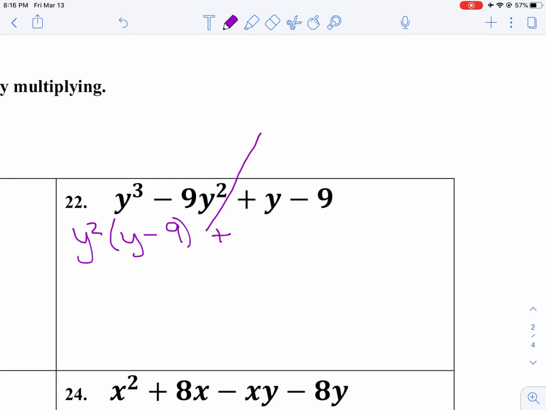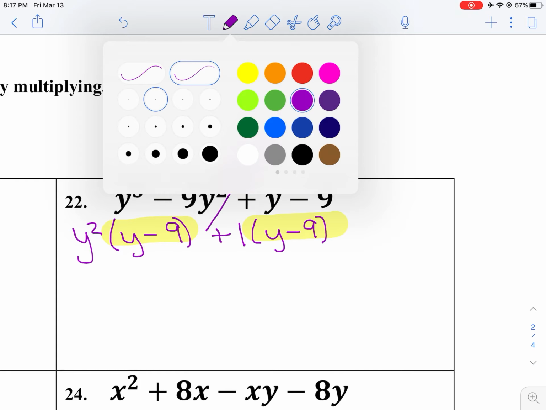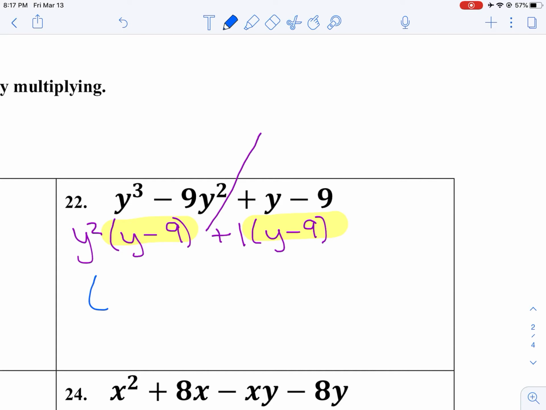Plus, what do these two have in common? Oh, you're going to say nothing. Well, they actually have a 1 in common. Now, if I look at this, I'm actually going to highlight it for you. This right here and this right here. Those are in common. So what's in common on both of those is y minus 9. So if I was to divide both of those in those terms, I would end up with y squared plus 1.